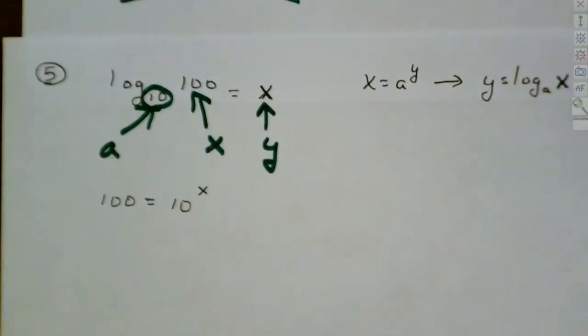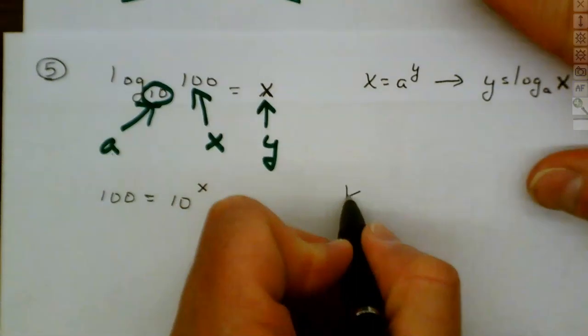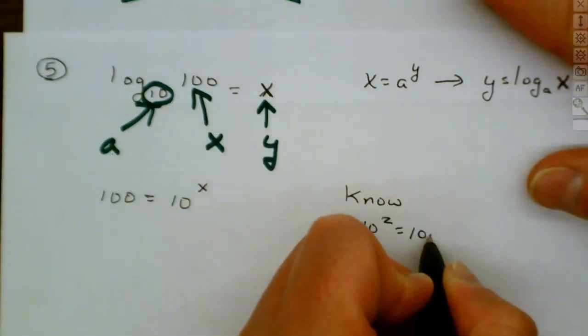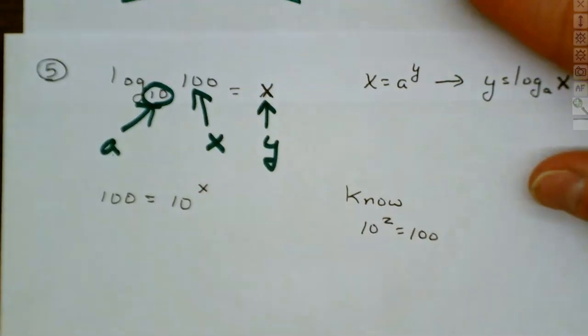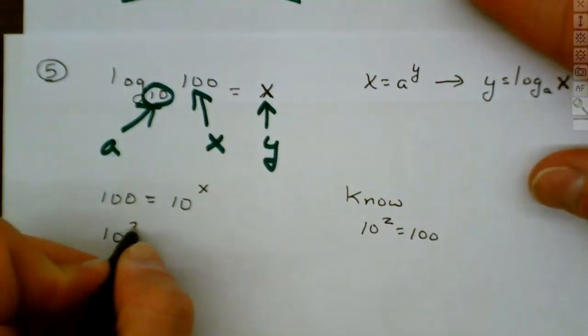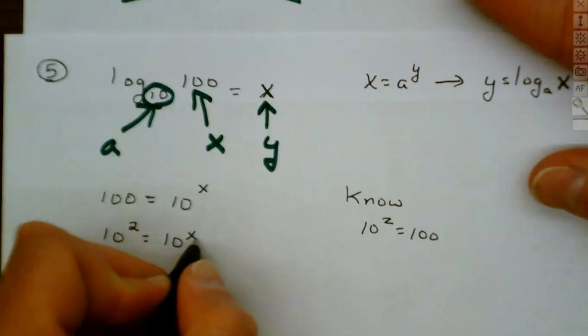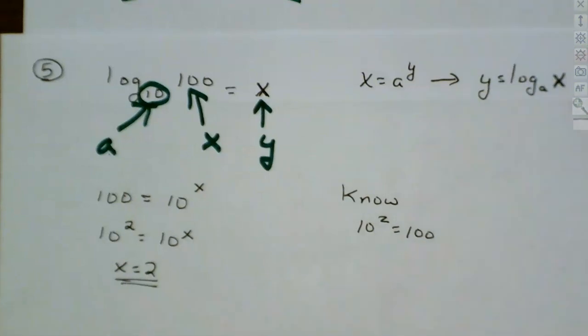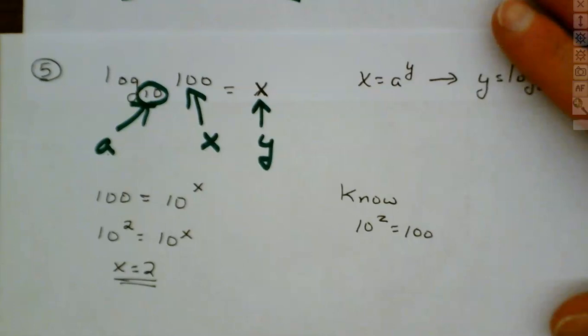Now, what do we know? We know that we need to find that x. And how do we approach that? Well, we need to make sure that the bases are the same. And we know that 10 squared is what? 100, right? So I can rewrite this as 10 squared equals 10 to the x power. So x has to equal what? 2.